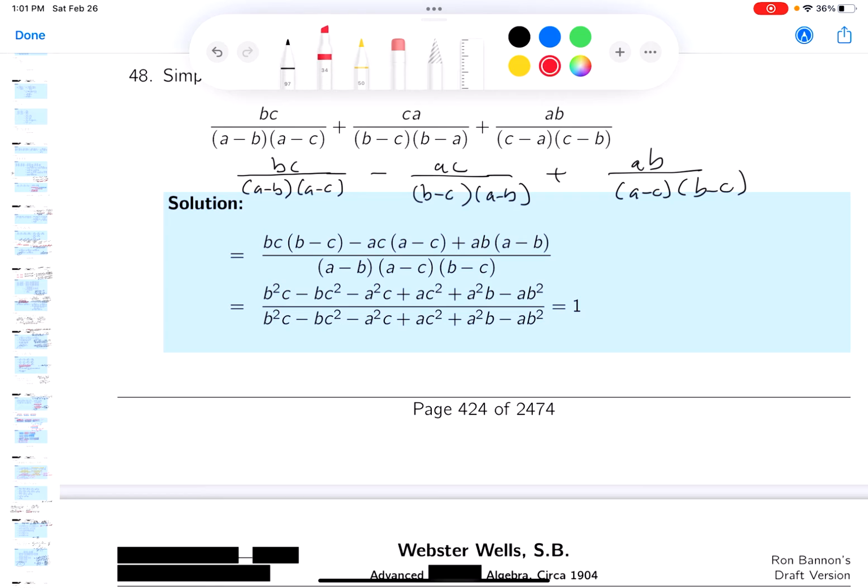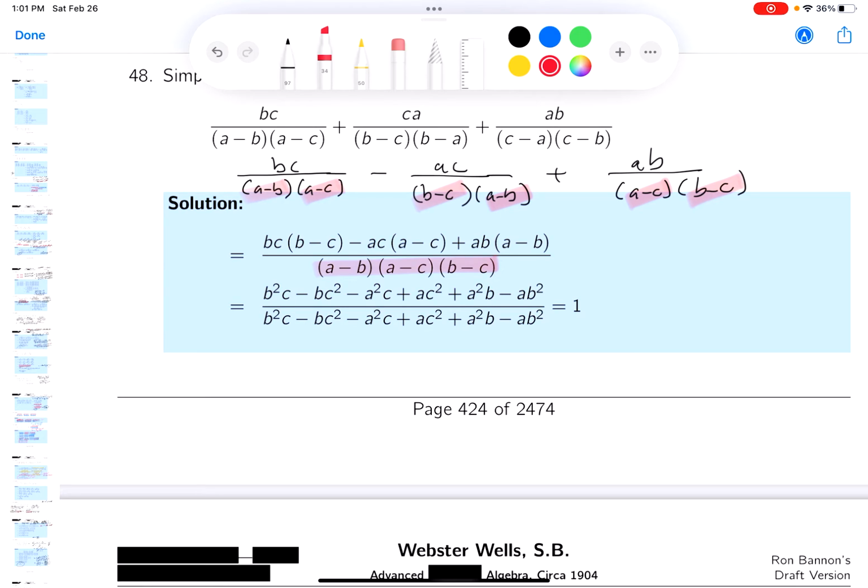Now, one thing I want to point out over here is that I need a common denominator. So I definitely need a factor of A minus B. I definitely see a factor of A minus C. And I see a factor of B minus C. So the LCD is just really simple to write down.